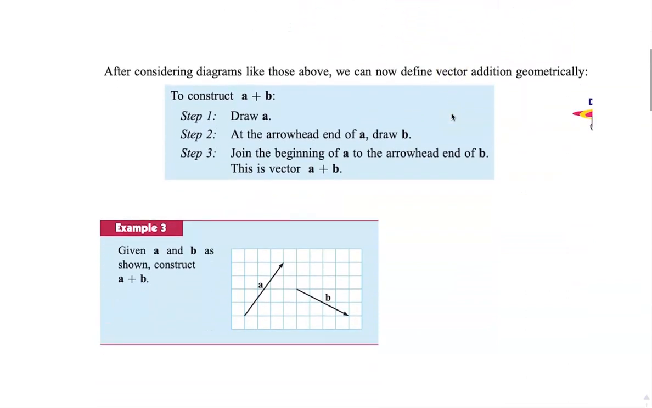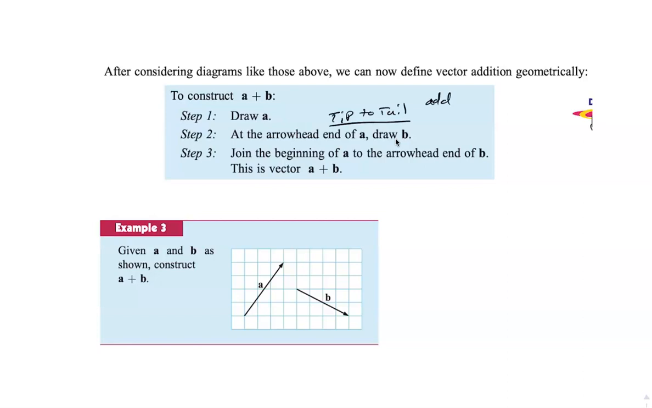Let's talk about how to actually physically add vectors. If you want to construct vector A plus vector B, first you draw A, and then at the arrow end, you draw B. So what does that mean? I always say adding vectors is you add tip to tail. That's how we add vectors.